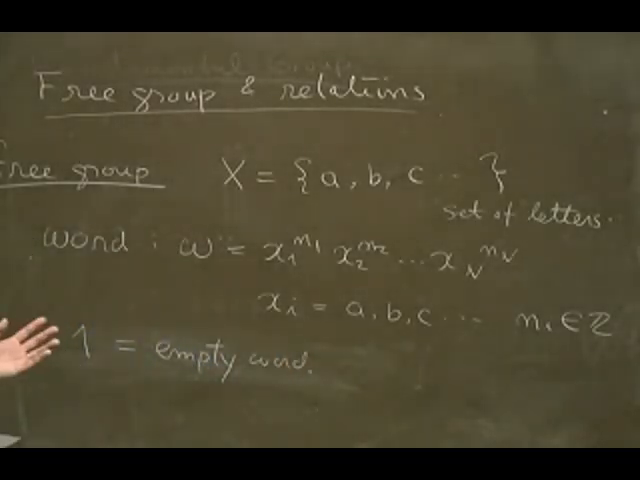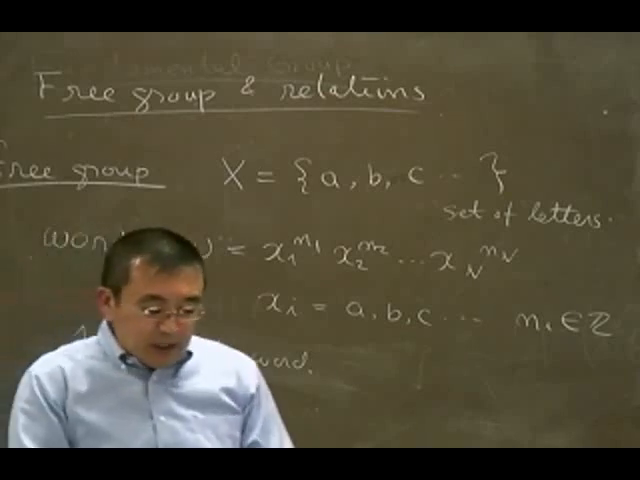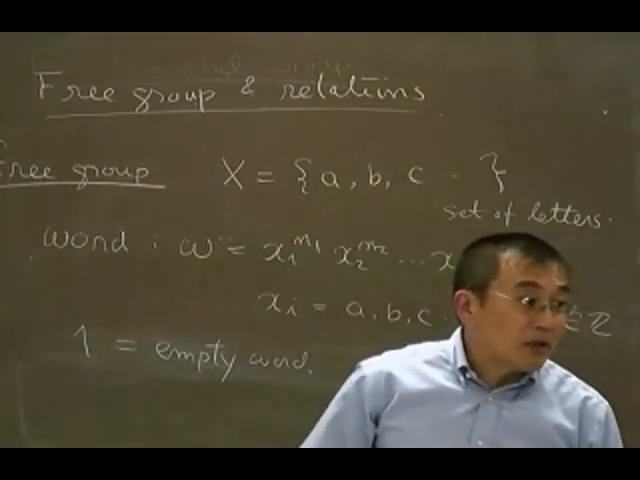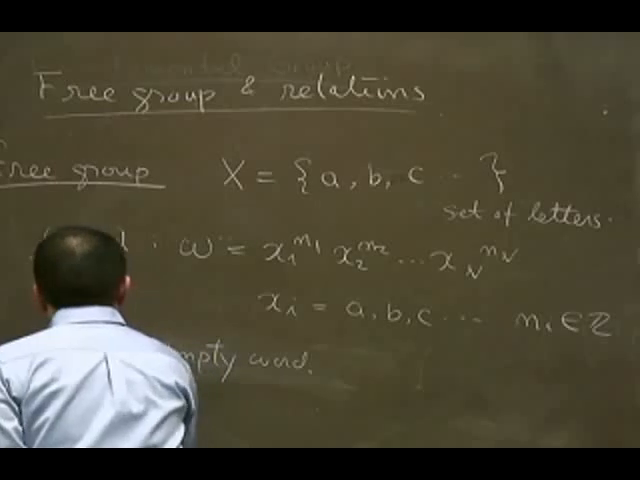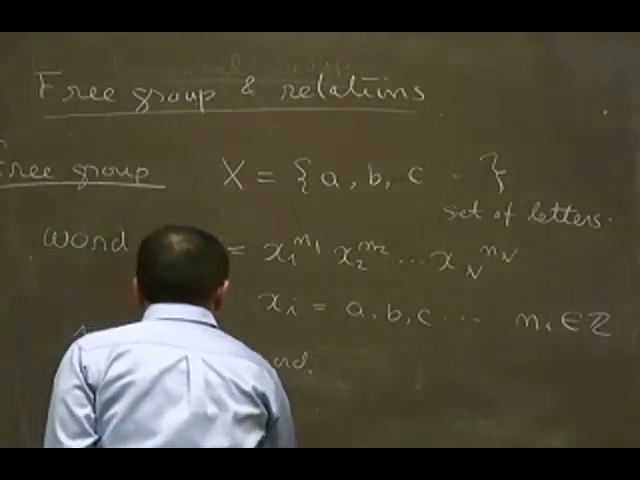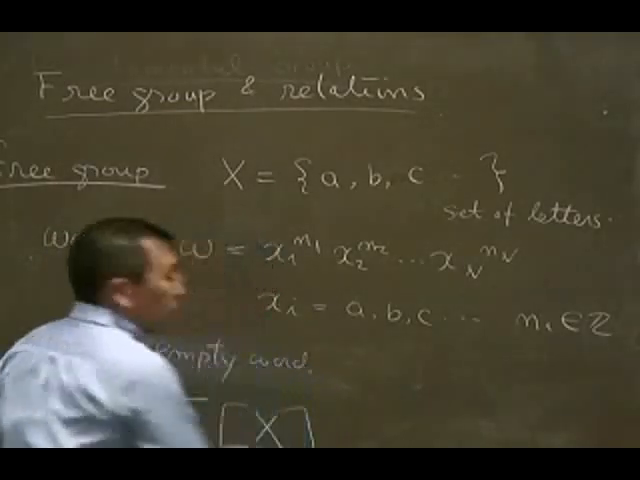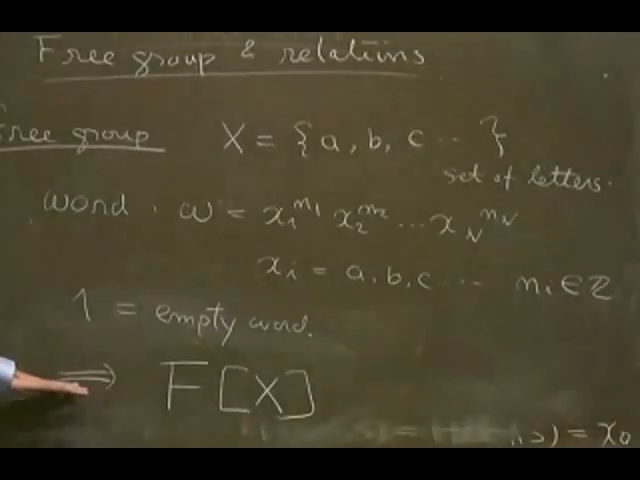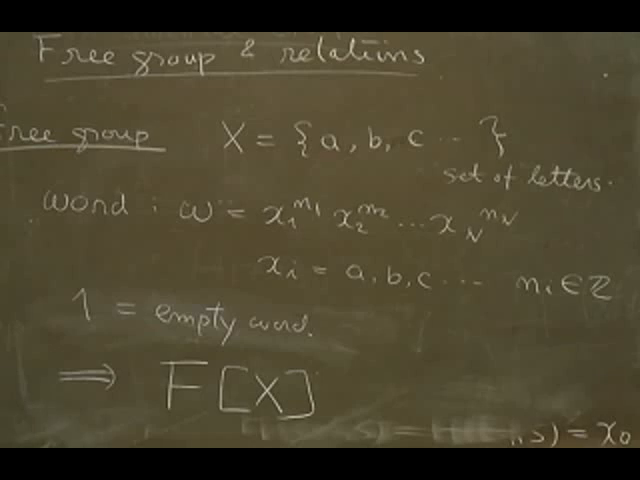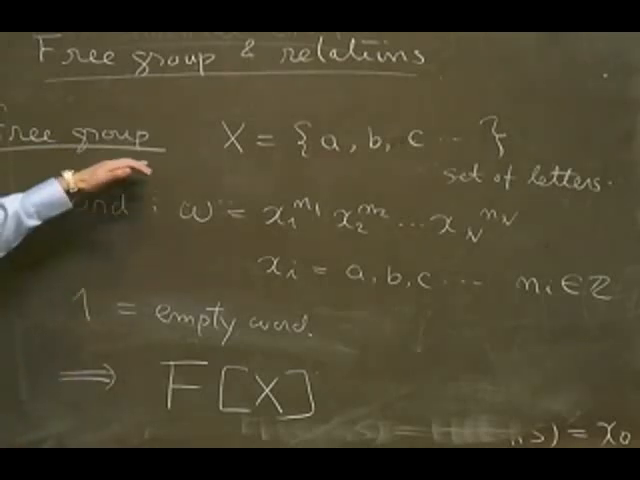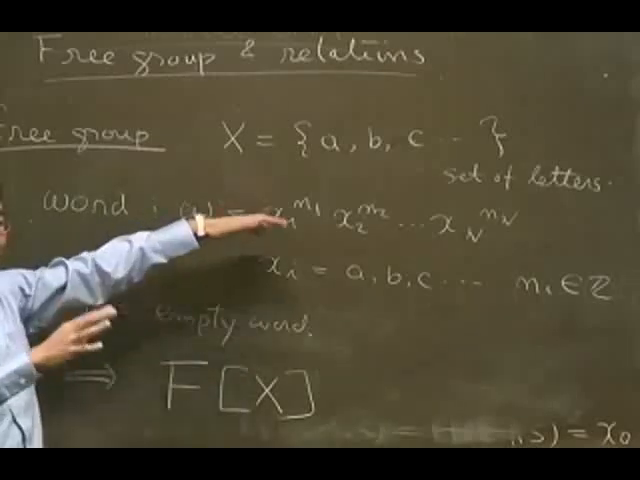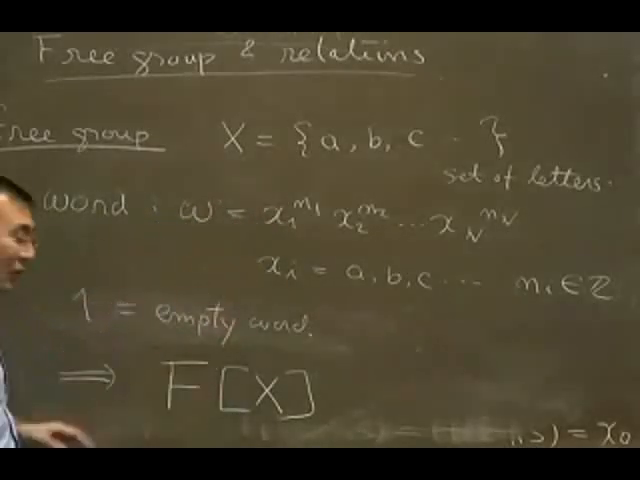By multiplying these words together and reducing the result, we can define multiplication. And this defines for you the free group, F, generated by X. Whenever you have a finite set of letters, we can build words, and then you can define a free group. It's a very simple thing, simple because there are no relations; you just multiply these words together.